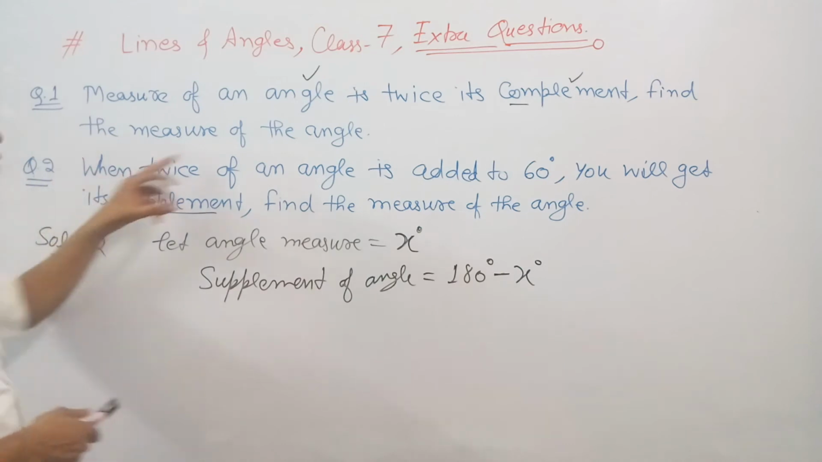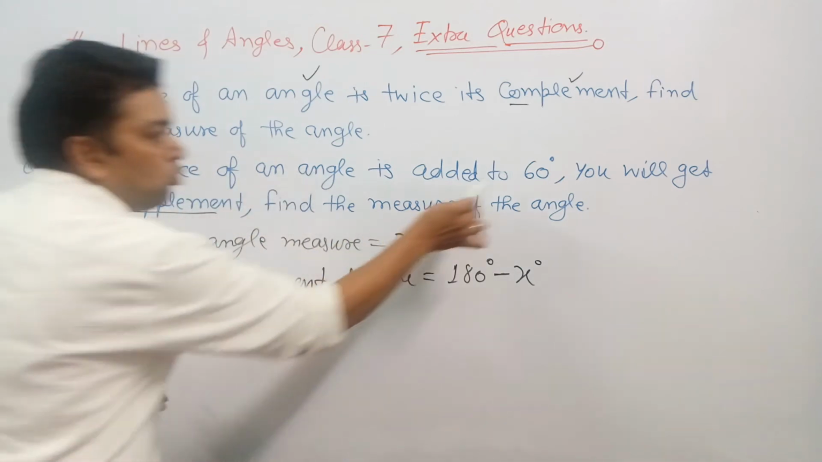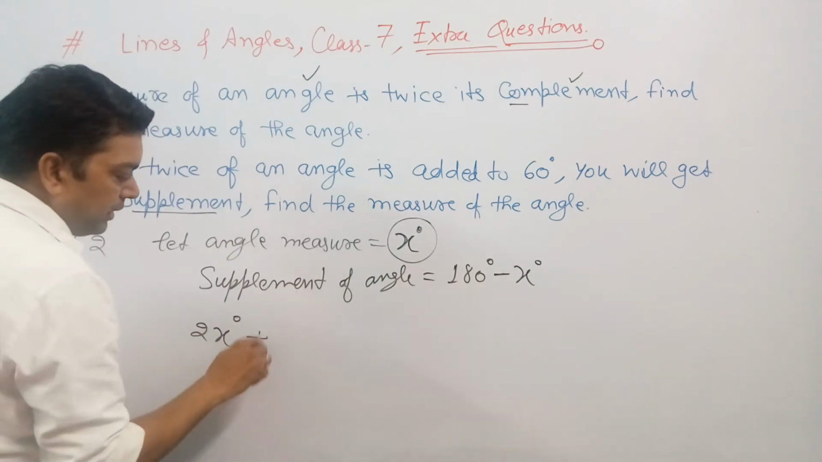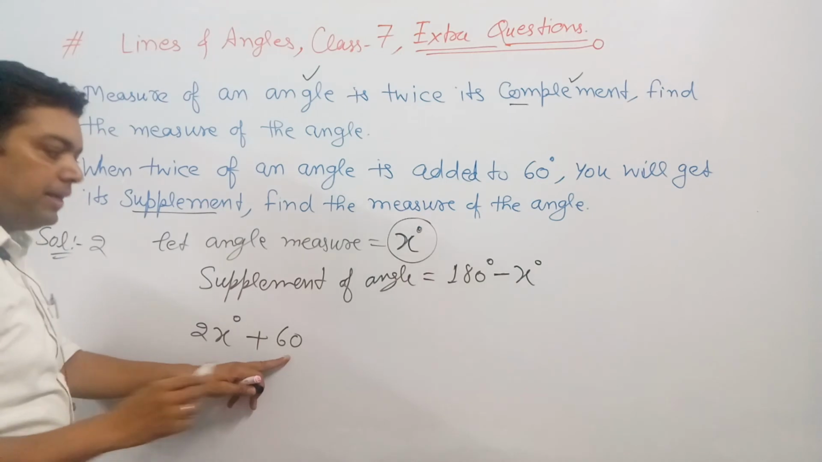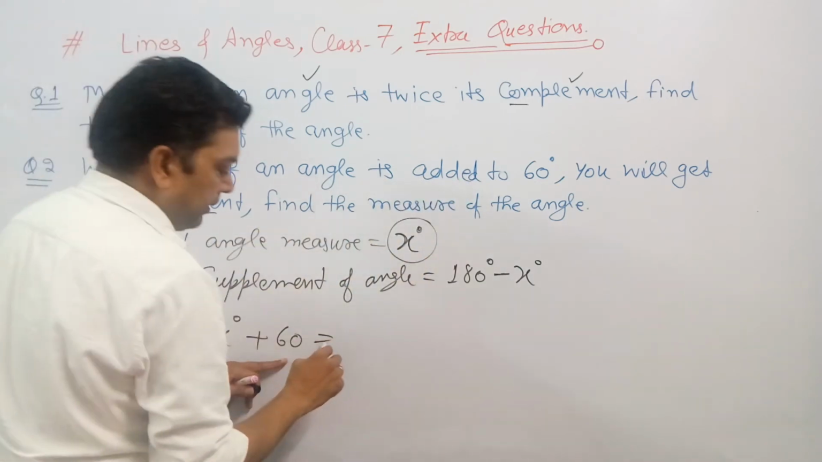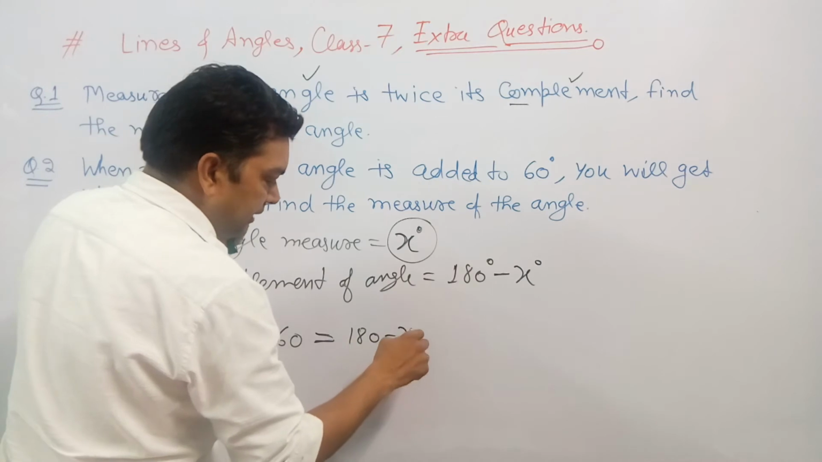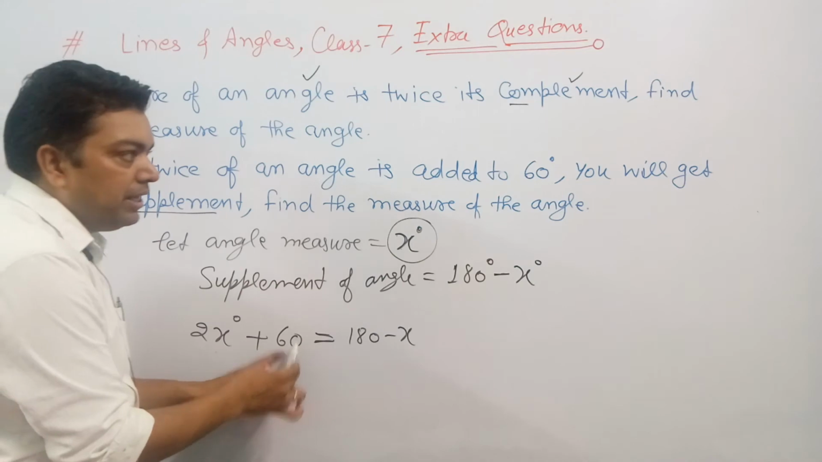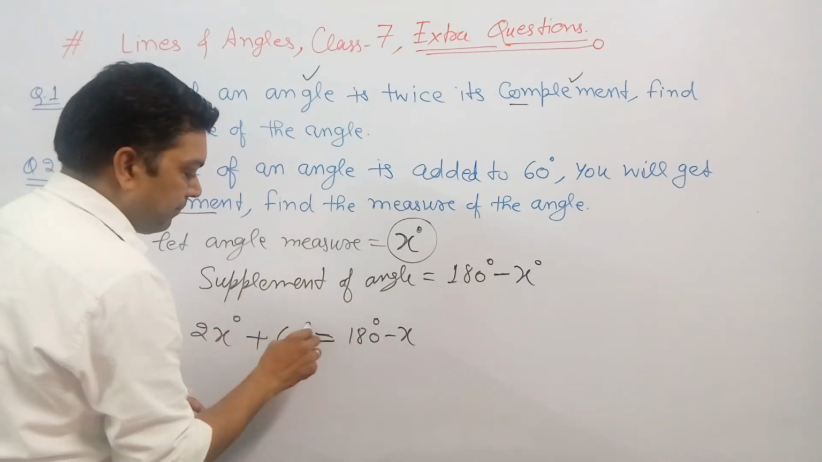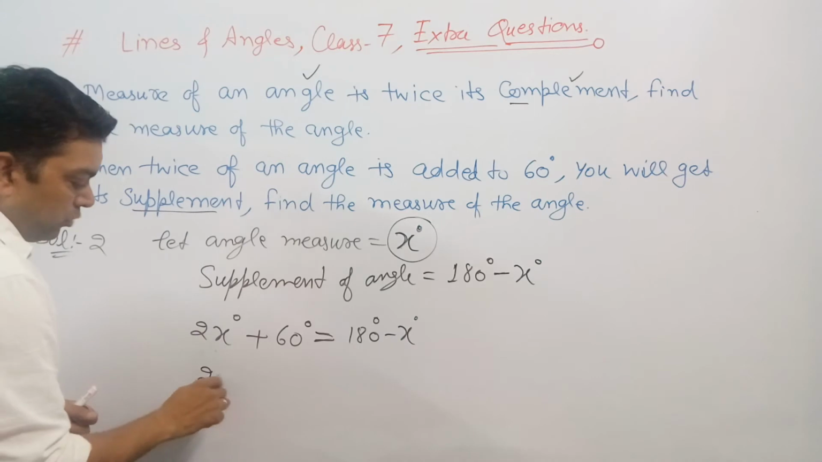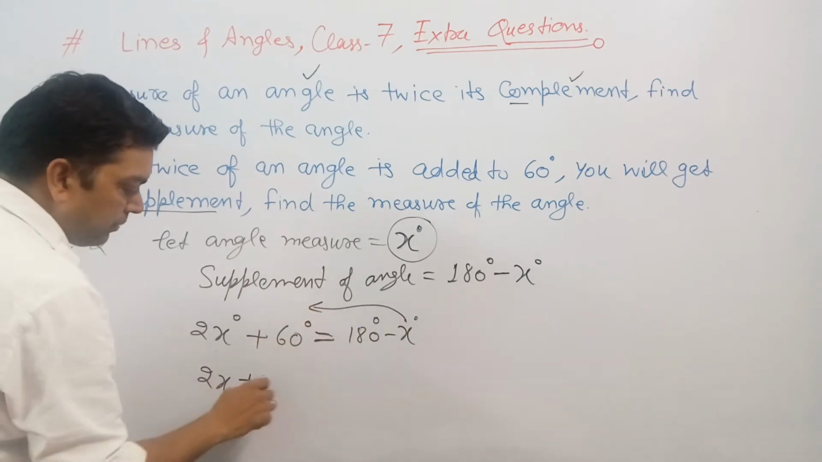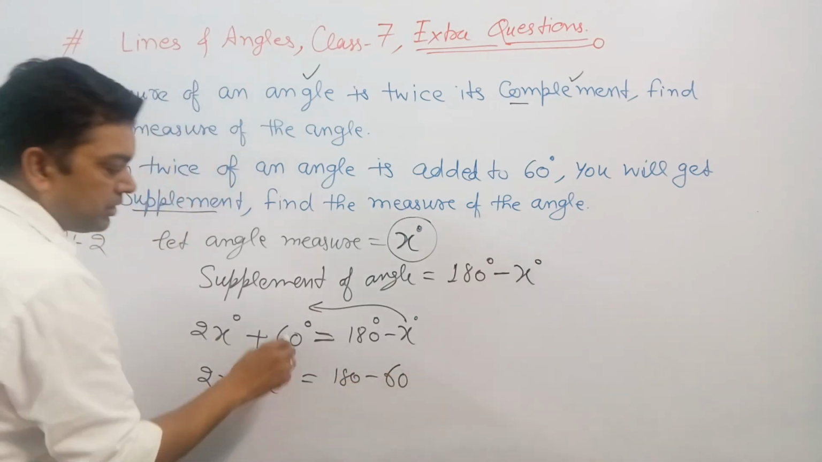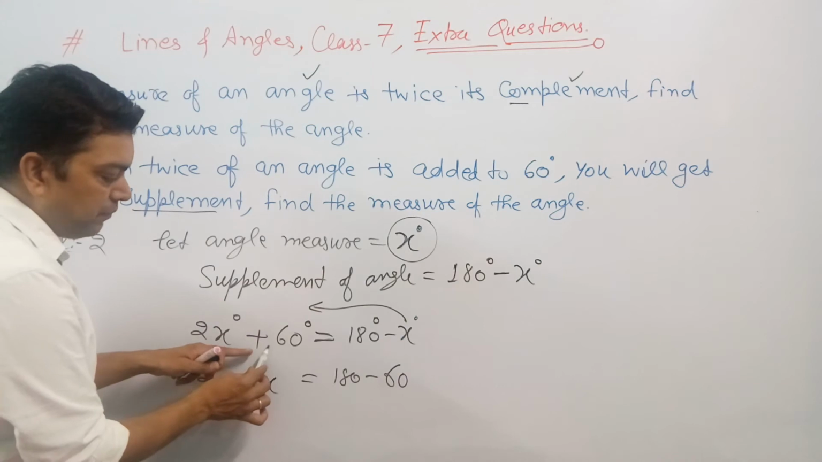Now come on the condition, when twice of an angle is added to 60 degree, twice of the angle, this is the angle, इसका twice करें 2x degree plus 60, added to 60 degree, you will get its supplement, हमें इसका supplement मिलेगा 180 minus x, right? आप एंगल के ट्वाइस में 60 प्लस कर देंगे तो आपको उसका सप्लीमेंट मिल जाएगा.